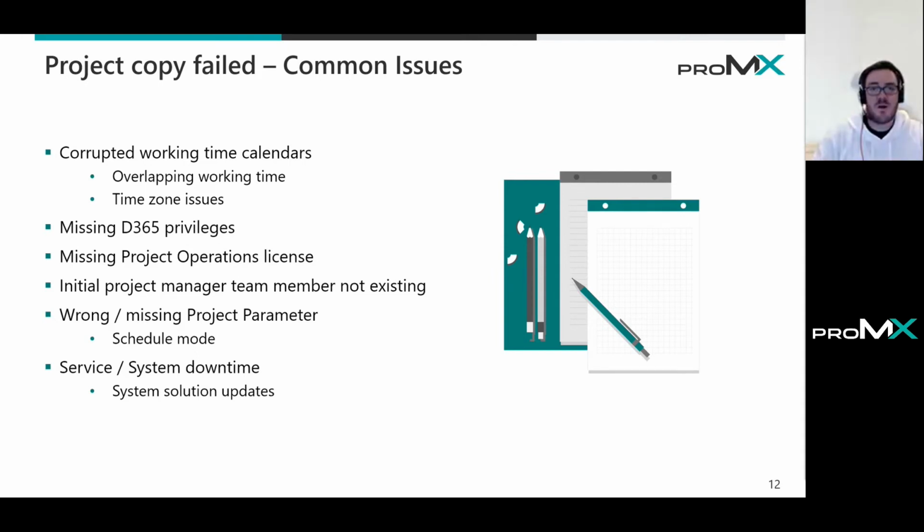Now I provide, from our best practice and knowledge, some common issues about the point of when copy fails. The typical issue is corrupted working time calendars. This can happen from time to time when you have different time zone settings between your project resources and the project, and also overlapping working time. This can happen, as an example, when I have a look from Germany and I set up UK resources or Indian resources and have the project scheduled in the US.